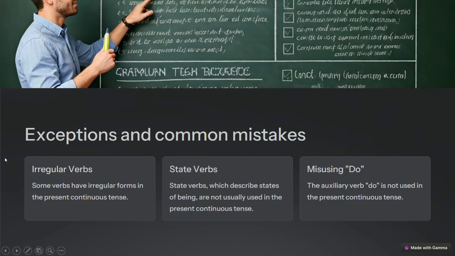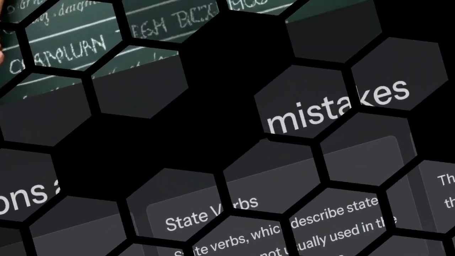Please look at them. State verbs which describe the state of being are not usually used in the present continuous tense. The verbs of being, for example, I am a student, I am a doctor, I am an engineer. The verbs that require being, we cannot form them to the present continuous. I'm sorry.